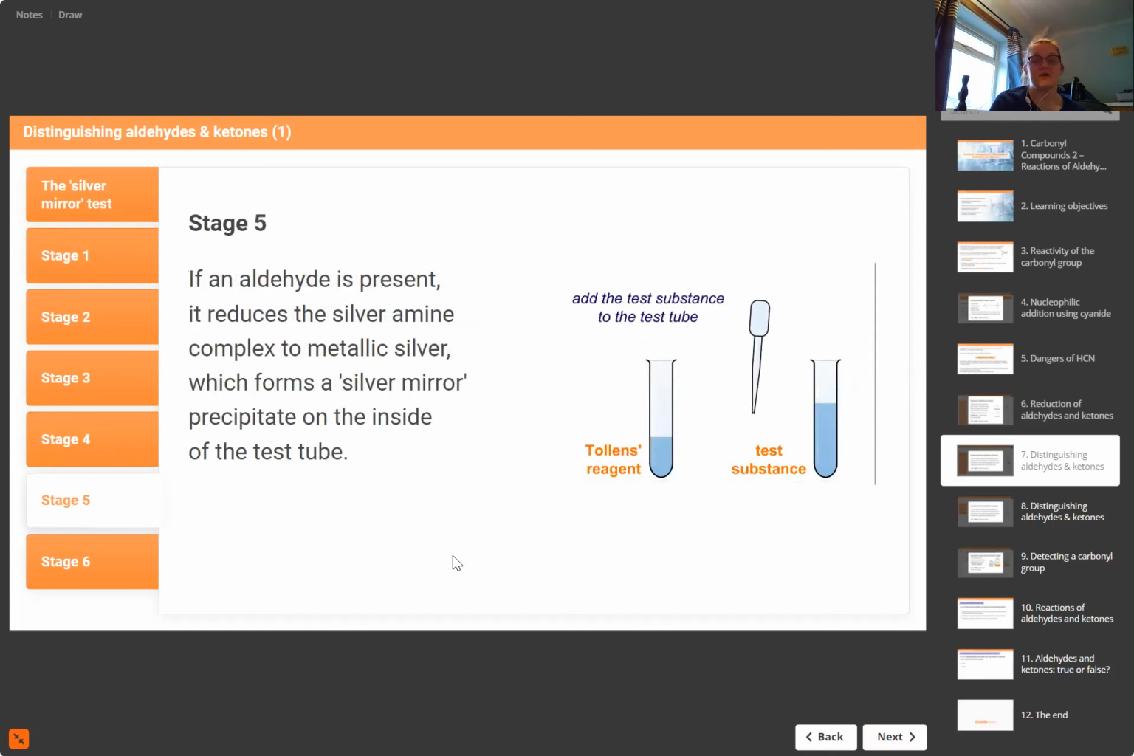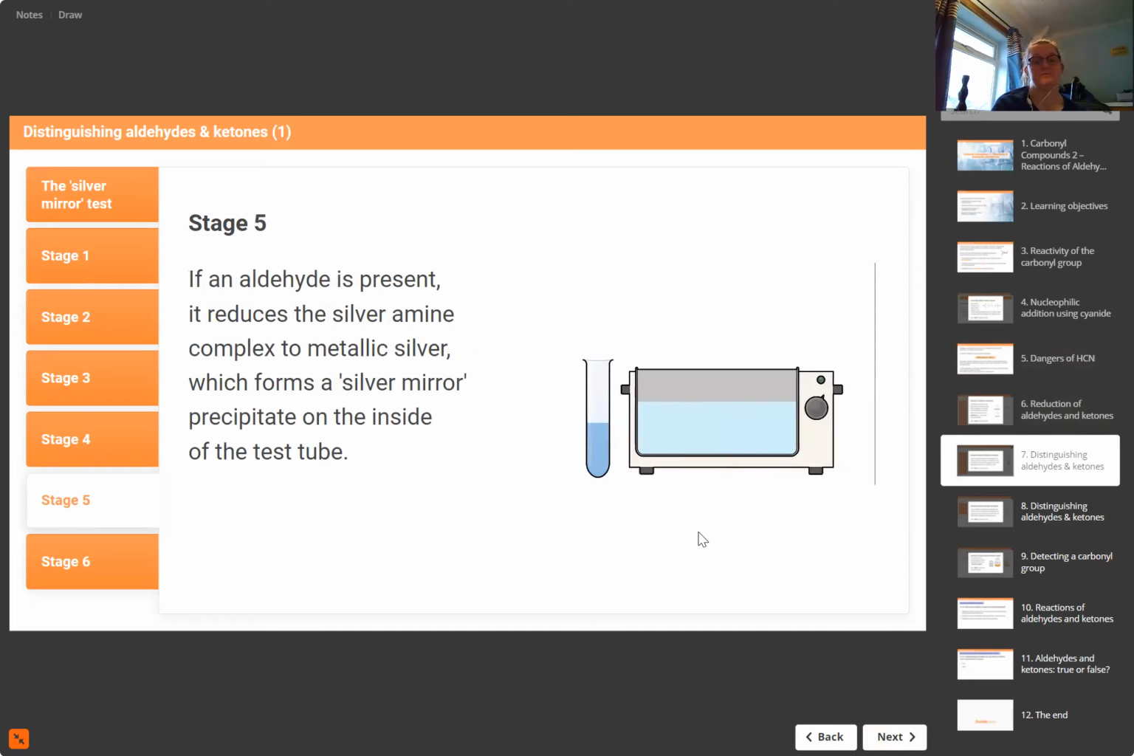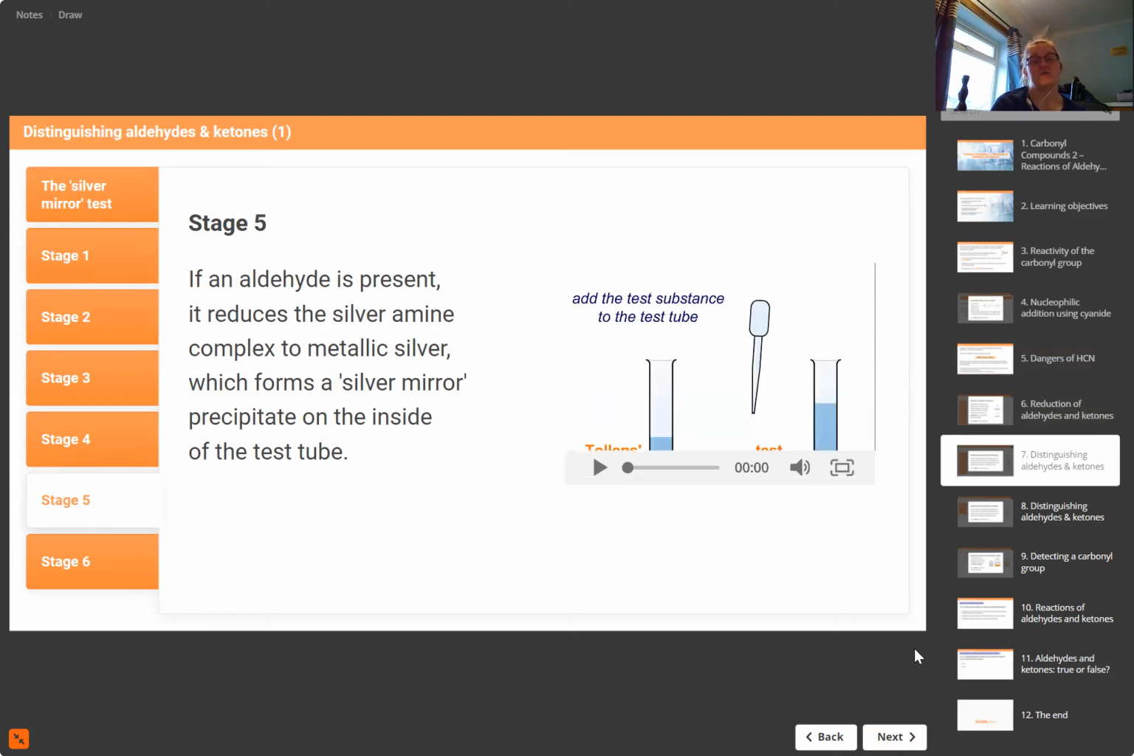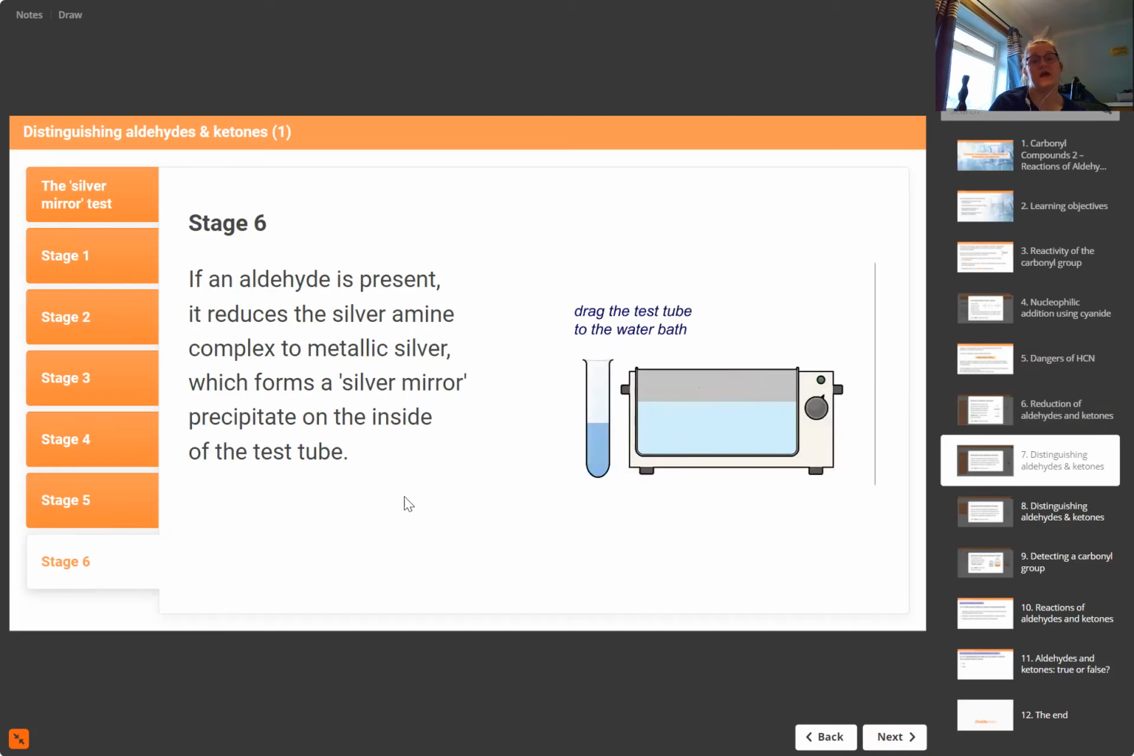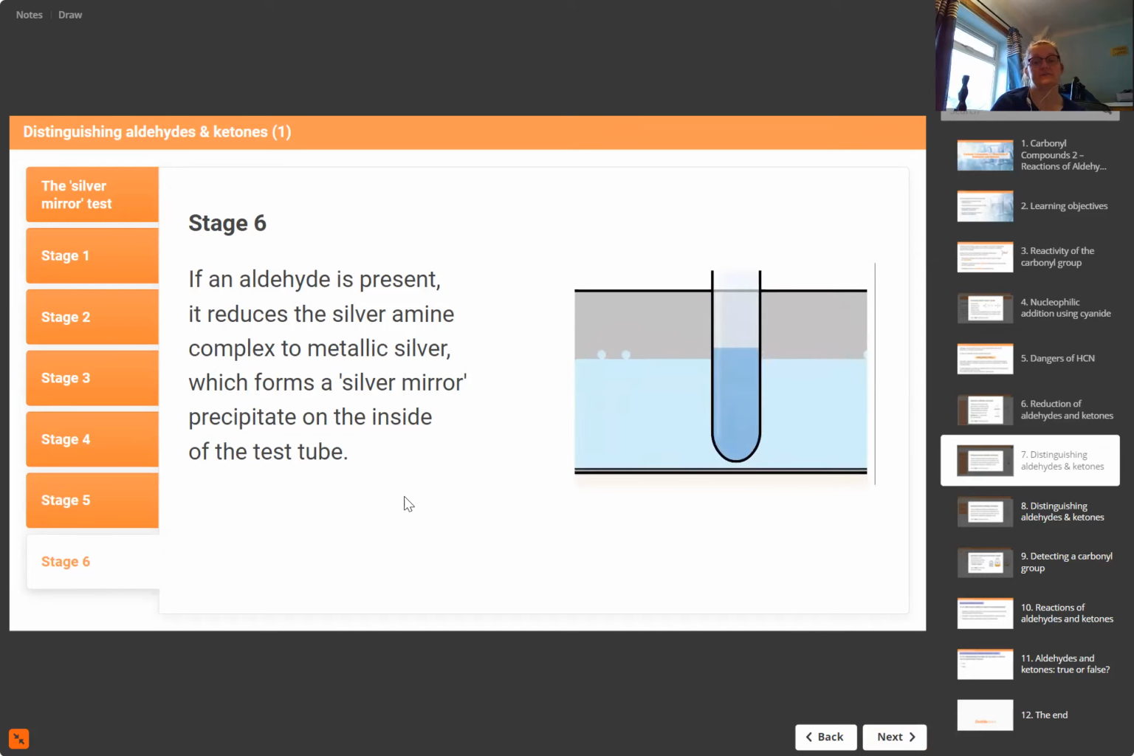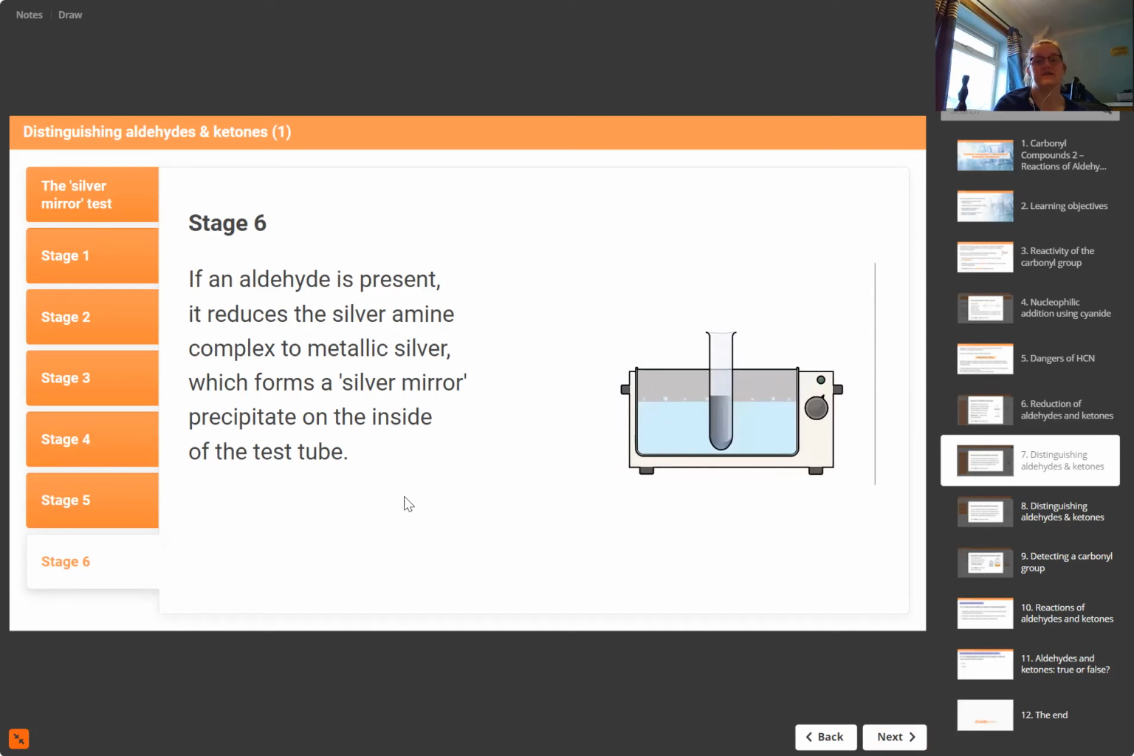If an aldehyde is present, it reduces the silver amine complex to metallic silver, and it forms a silver mirror precipitate on the inside of the test tube. So we heat it up in the water bath, and what we're hoping to see is that if an aldehyde is present, it will reduce the silver amine and form that metallic silver. It will form that silver mirror precipitate on the inside of the test tube. If it does that, that means an aldehyde is present.